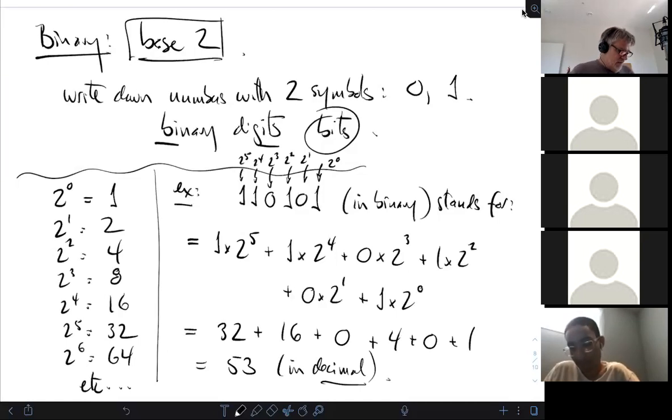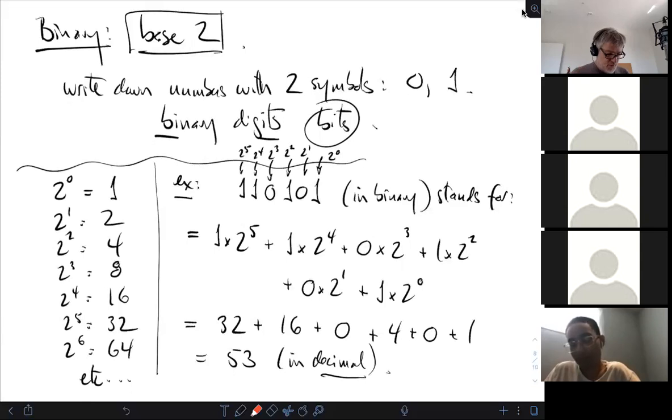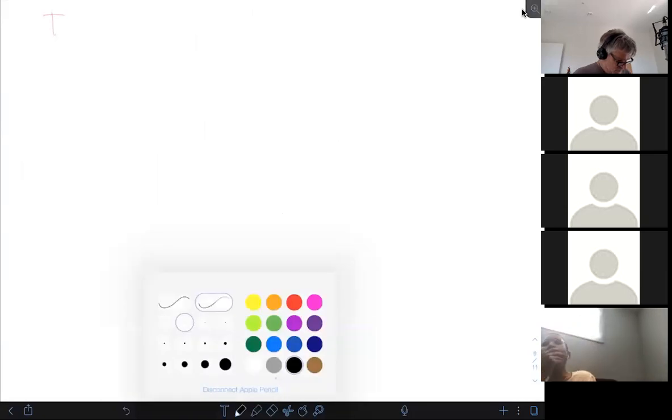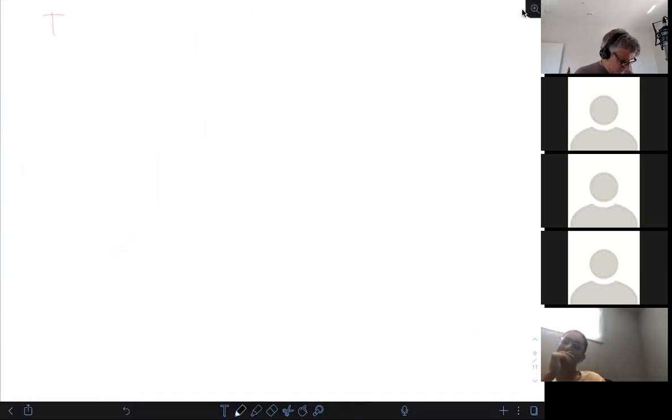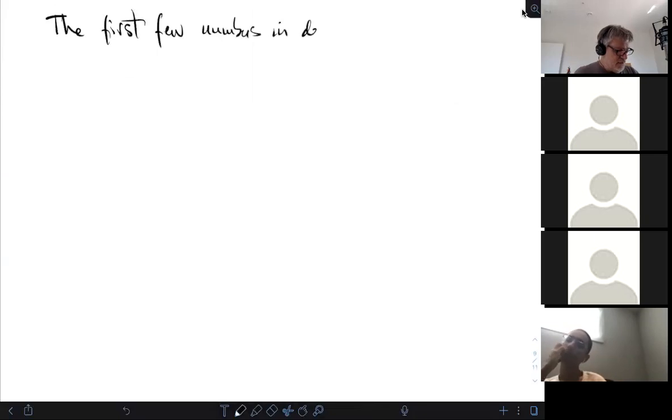Wonderful. Okay. All right. So before I keep on going, let's write down the first few numbers in binary. The first few numbers, I'll write them in decimal and in binary. And I want you to pay attention to the pattern, which is really important. But let's start by writing them down in decimal.